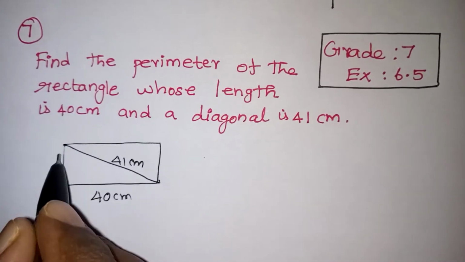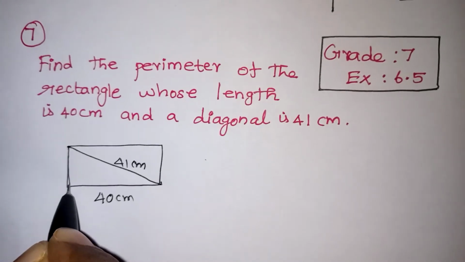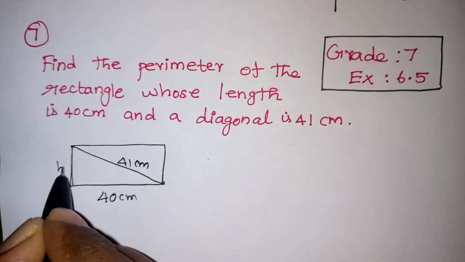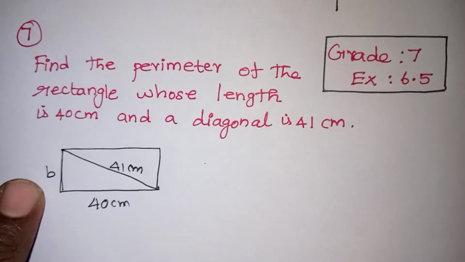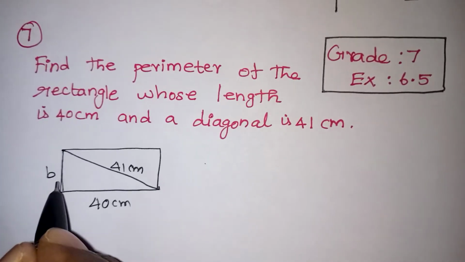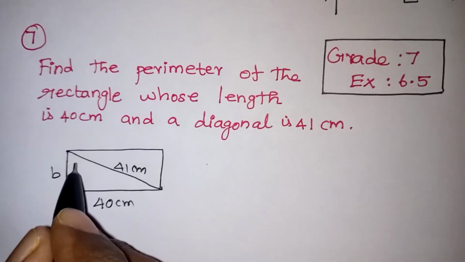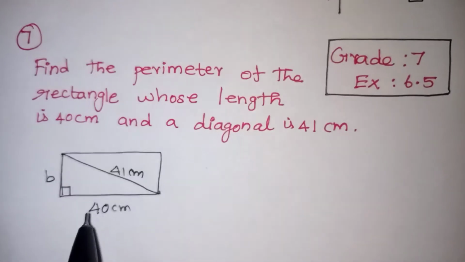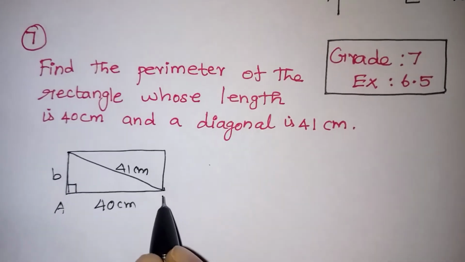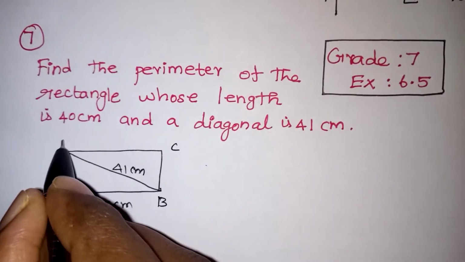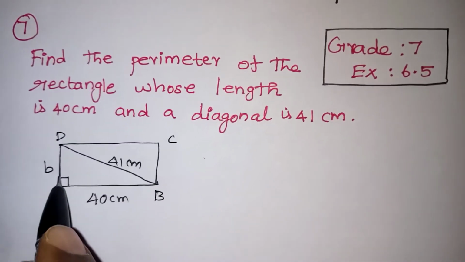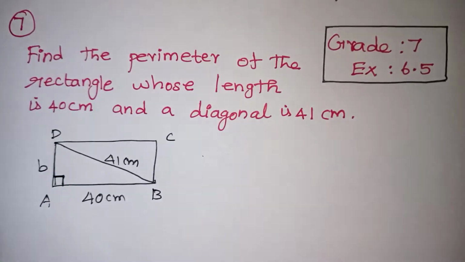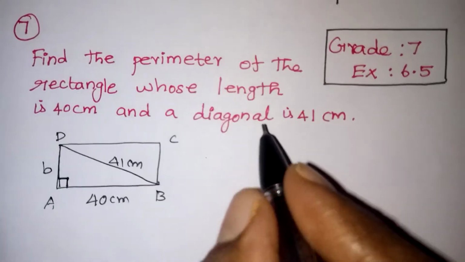So length we know, breadth we don't know. So let us take this value we don't know, let us take it as b itself. So breadth we need to find out. Basic condition for the rectangle is all the angles are right angles. All the four angles are right angles. Now let us take ABCD is a rectangle. I can say that DAB is a right angle triangle.